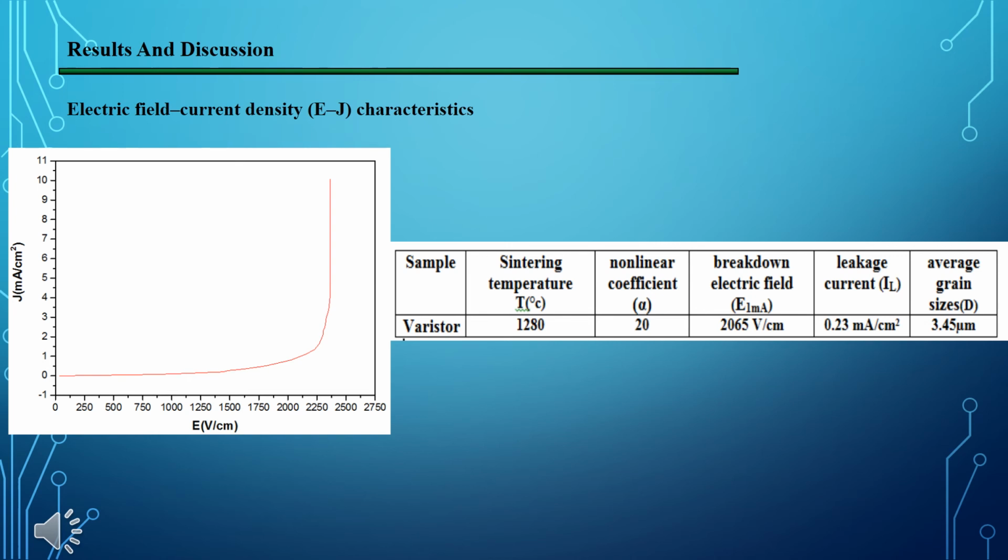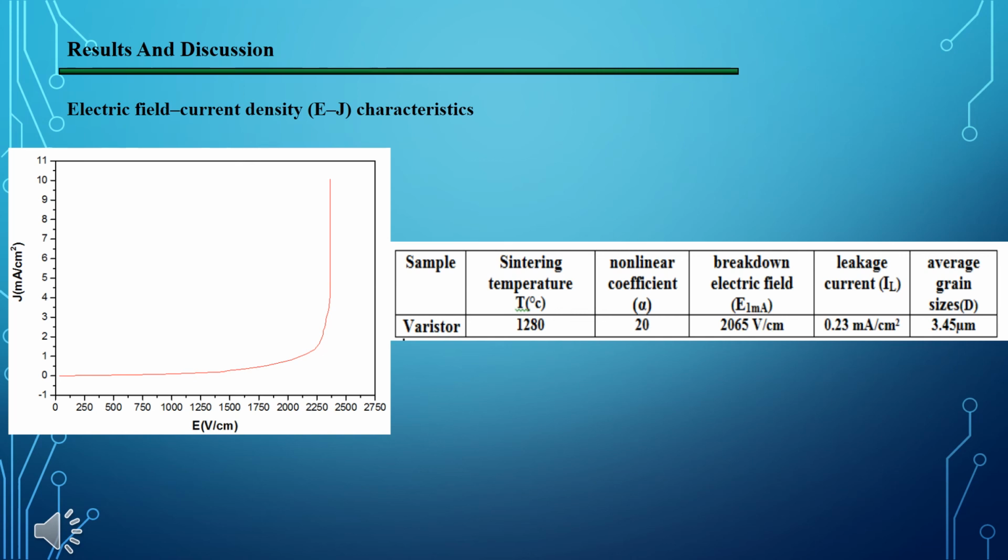It's found that the threshold voltage is 2065 volt per centimeter. The threshold voltage value is greatly influenced by the grain size and breakdown voltage per grain boundary. The smaller ZnO grain size and the higher VGB lead to high threshold voltage. The nonlinear coefficient is 20.